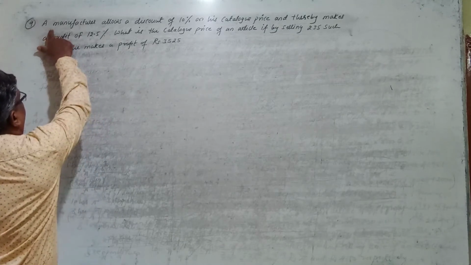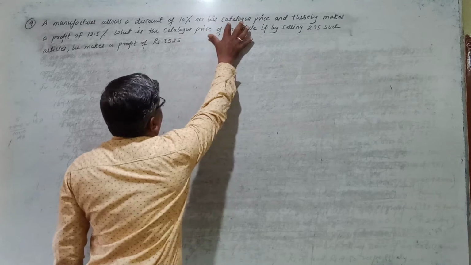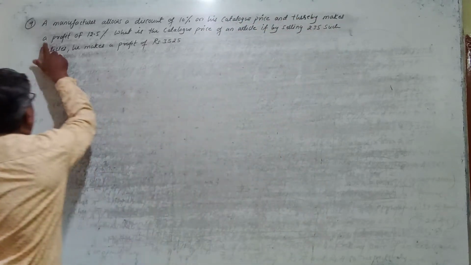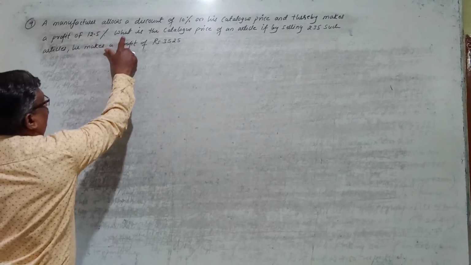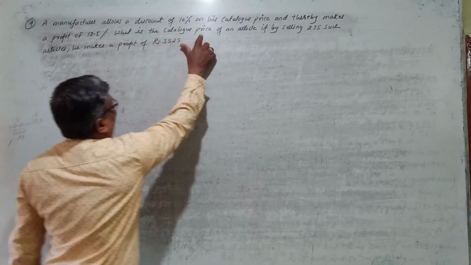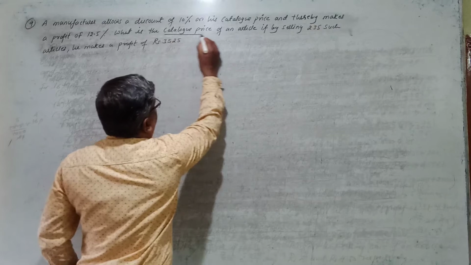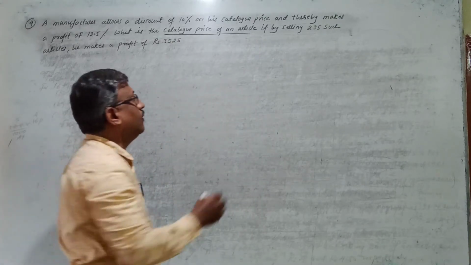The problem is: a manufacturer allows a discount of 10% on his catalog price and thereby makes a profit of 12.5%. The question is, what is the catalog price of an article? They are asking to calculate the catalog price of an article. An article means one article.